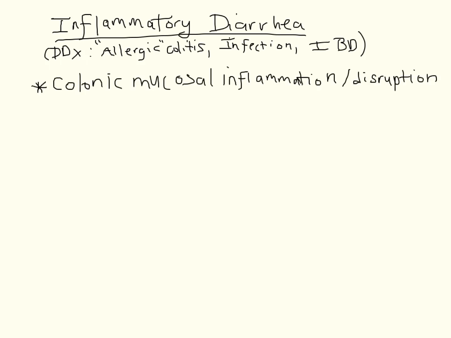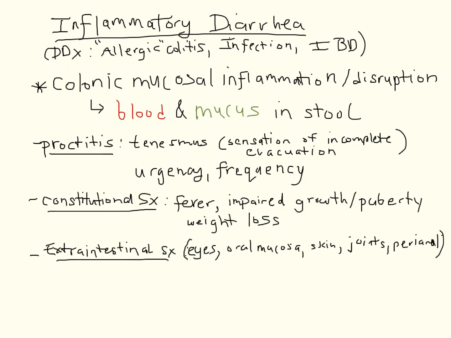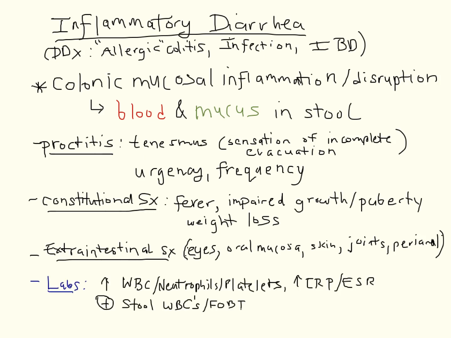In all of these cases, the distinct clinical features are blood and mucus in the stool, which indicate chronic mucosal inflammation and disruption. Other supportive features would include tenesmus, frequency and urgency, which would suggest proctitis, unexplained fevers or impairments in growth or puberty, or some of the extraintestinal symptoms related to the inflammatory process. Last, there are some supportive tests, including increased inflammatory markers on blood work, stool being positive for white blood cells or occult blood, or signs of inflammation of the bowel on imaging.